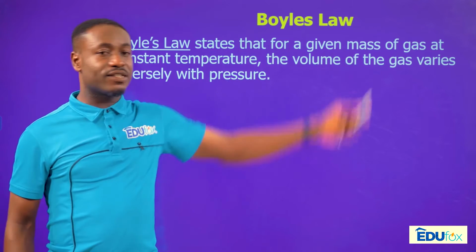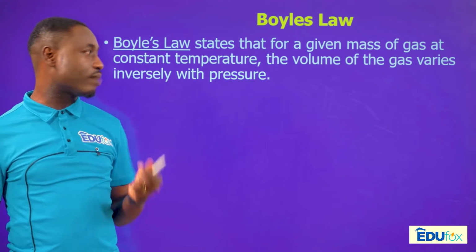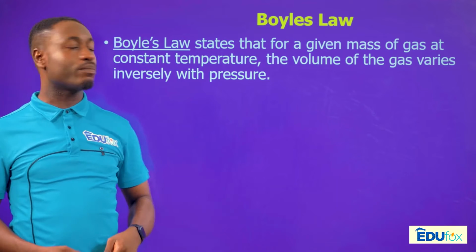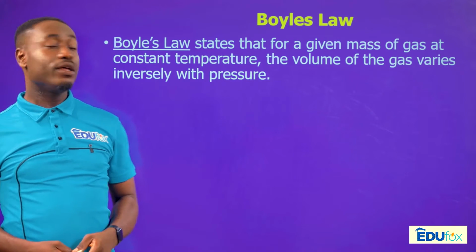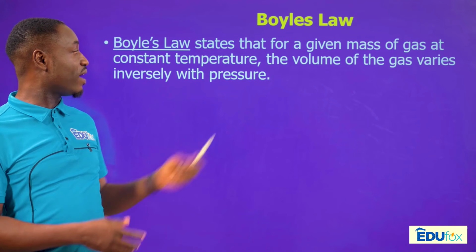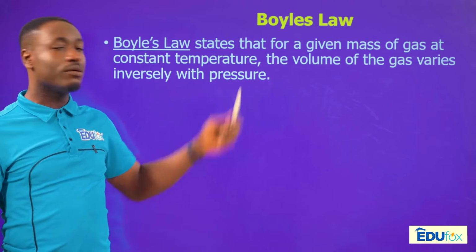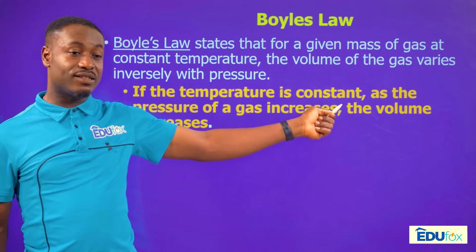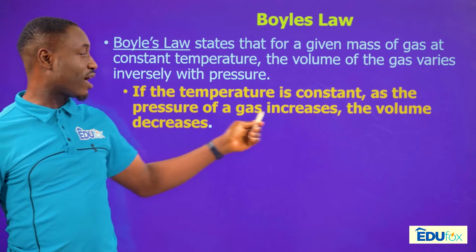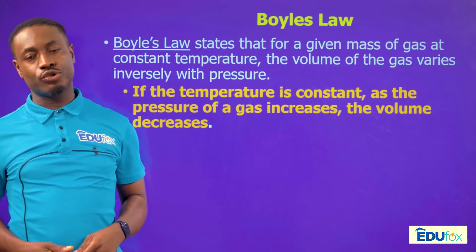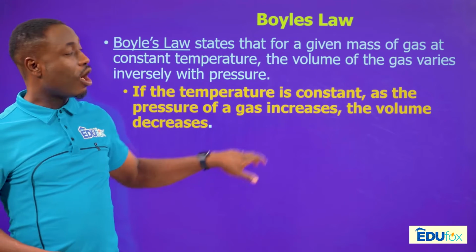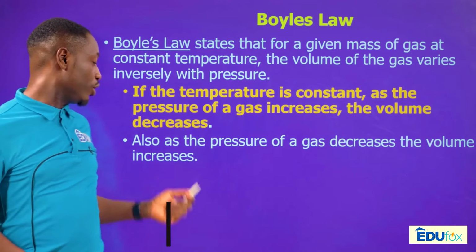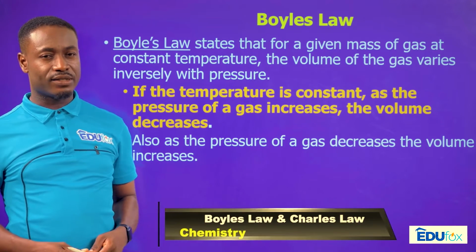That for a given mass of gas at constant temperature, the volume of the gas varies inversely with pressure. As seen here, it means that we're dealing particularly with temperature and pressure. Right now, we also know that if the temperature is constant, as the pressure of a gas increases, then the volume also decreases.